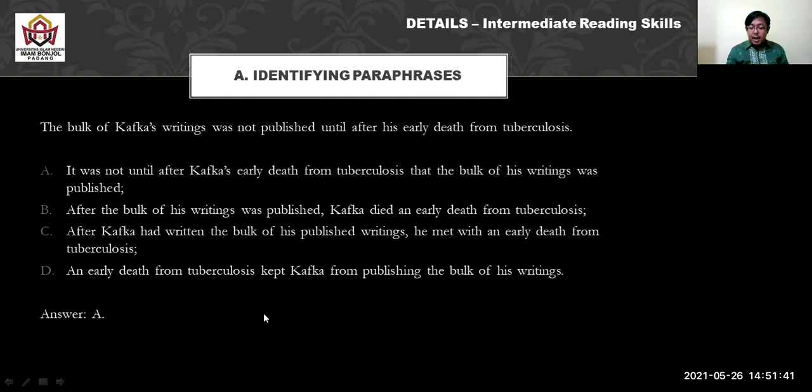Answer A, jawabannya A. Kenapa A? Kita baca, it was not until after Kafka's early death from tuberculosis that the book's writing was published. Karena memang makna di kalimat ini setara dengan yang di atas. Ini harus dipahami. Jadi dua kalimat ini sangat berkaitan.